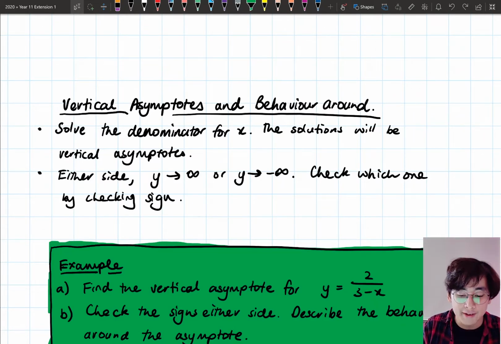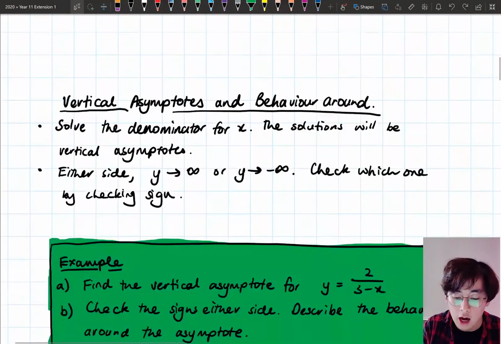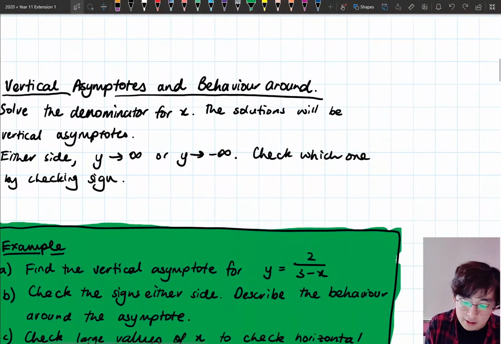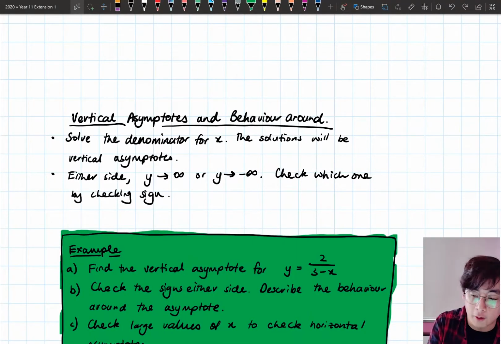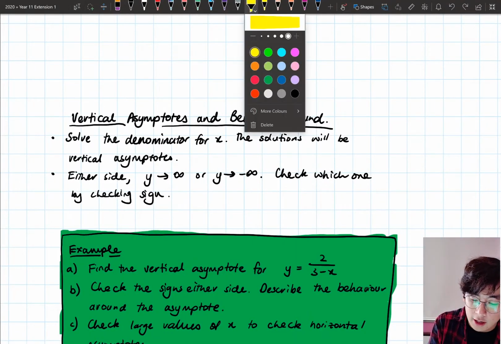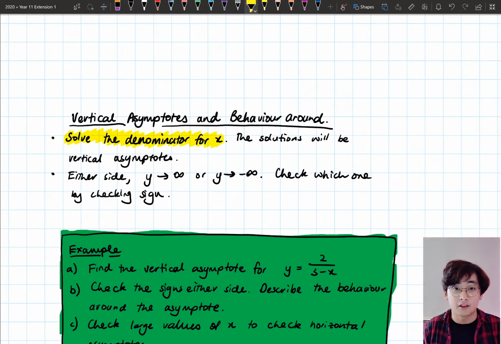Now, if we're trying to find vertical asymptotes, a vertical asymptote is just your orange line here, a line where no x value exists. What we want to do is solve the denominator for x. So if we want to find a vertical asymptote, we're going to find where the denominator is equal to 0.